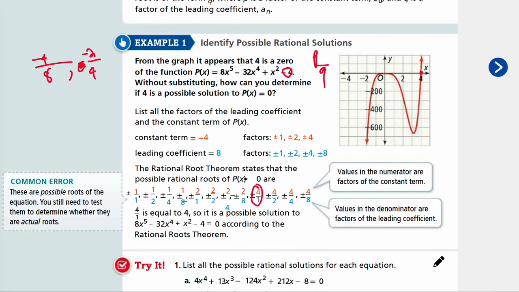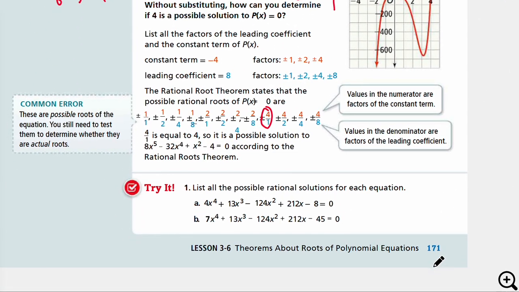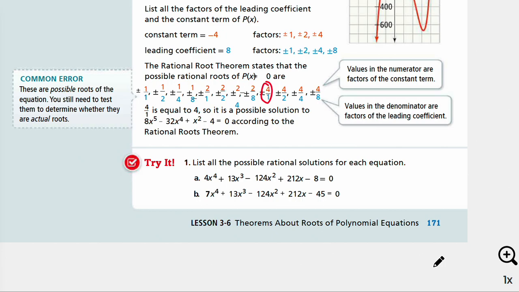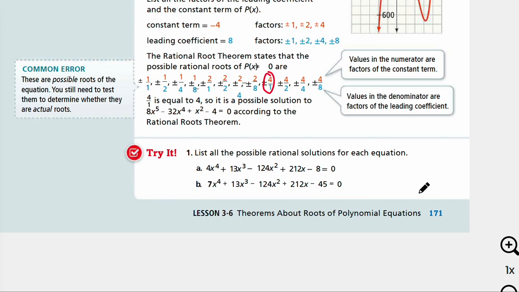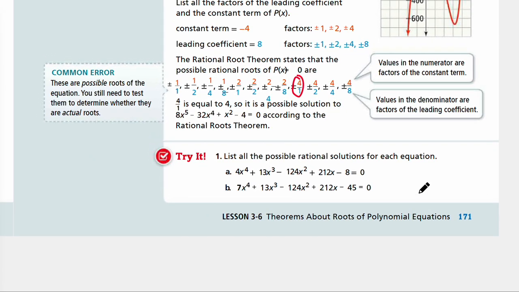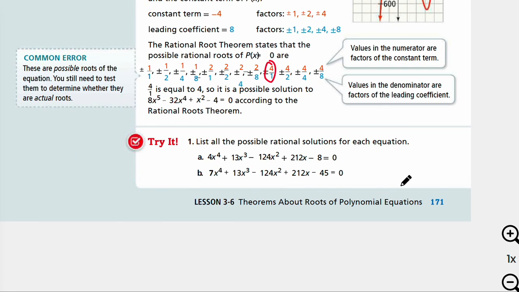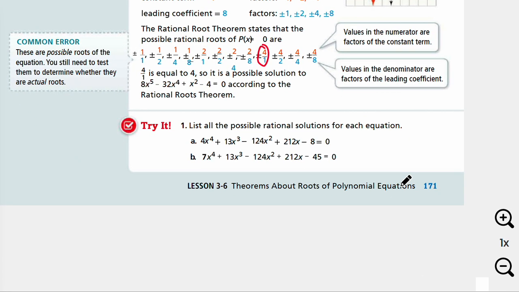Okay, let's look at try number 1. List all the possible rational solutions for each equation. So looking at the rational roots theorem, use it to list all the possible rational solutions for the equations. Pause the video and come back when you're ready to check your answers.